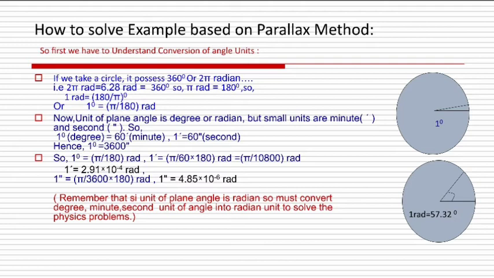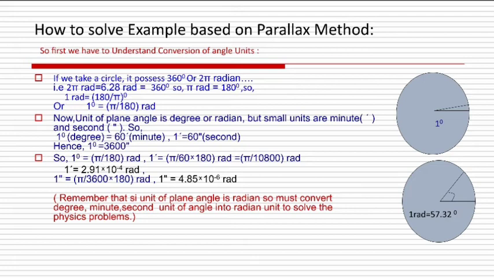So we have to convert degree, minute or second into radian, and then we have to apply it in the example. So here 1 radian is equal to 180 upon pi degree, or 1 degree is equal to pi upon 180 radian. So you can see in the right side figure, in the circle there is 1 degree, and in the second circle there is a 1 radian angle.